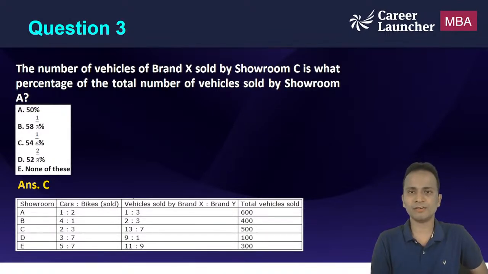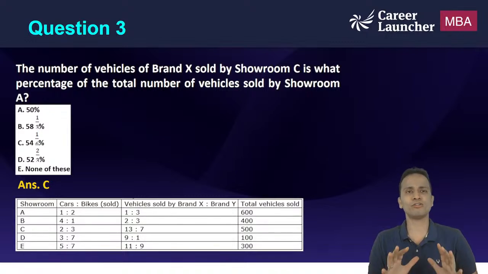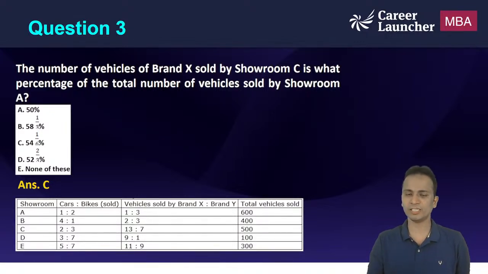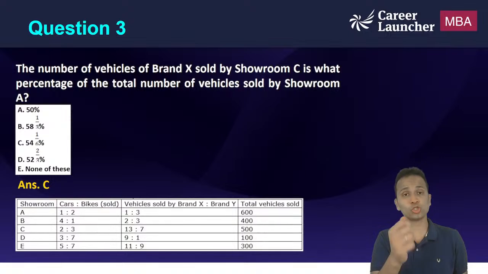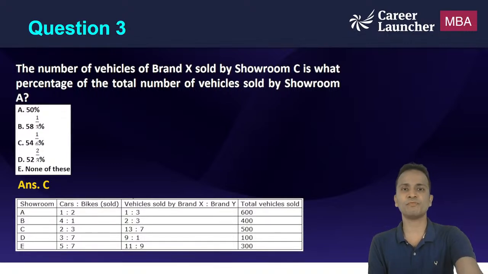Now this question is slightly tough, okay, based on percentage. Slightly tough as compared to the previous two questions. Previous two questions were very easy. Okay, so this one is of average level of difficulty. So solve this one and post your answer in the chat box. Come on, do it quickly. So question is, the number of vehicles of brand X sold by showroom C is what percentage of total number of vehicles sold by showroom A? So up till now, all the questions are easy.